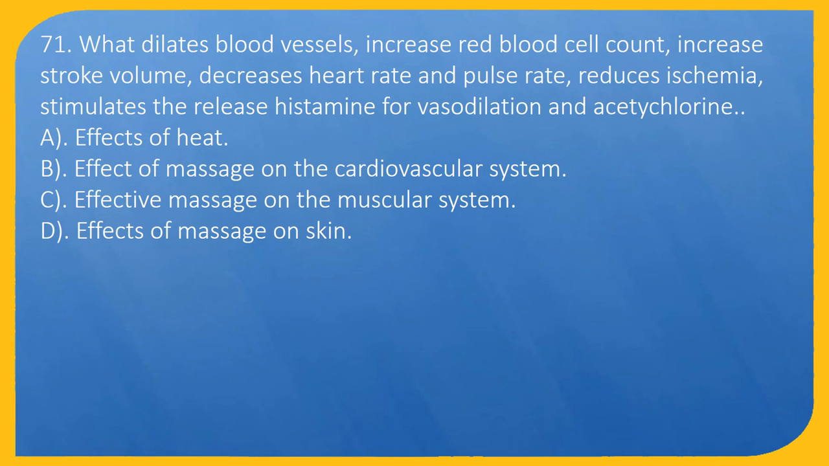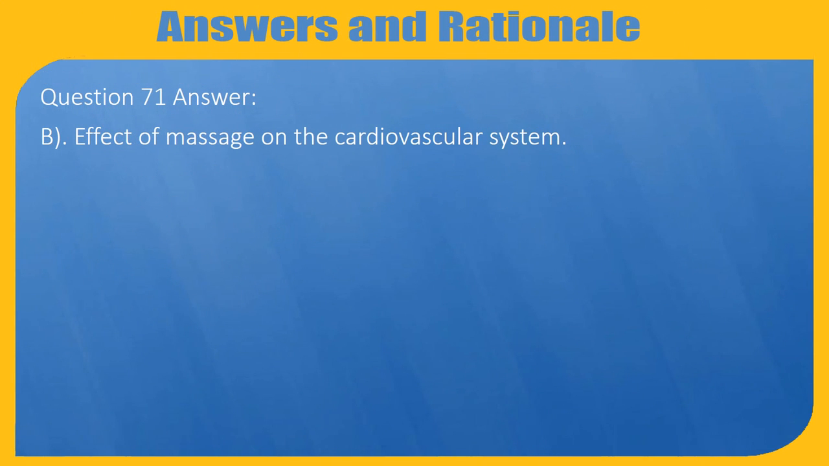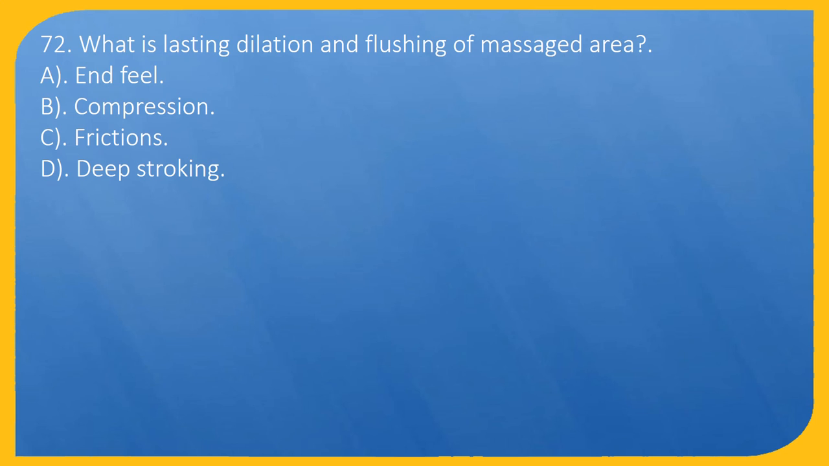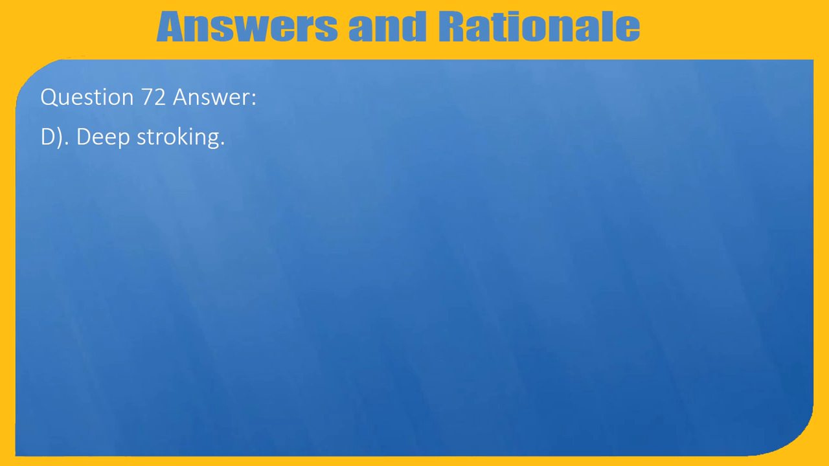Question 71. What dilates blood vessels, increases red blood cell count, increases stroke volume, decreases heart rate and pulse rate, reduces ischemia, and stimulates the release of histamine for vasodilation and acetylcholine? A. Effects of heat. B. Effect of massage on the cardiovascular system. C. Effect of massage on the muscular system. D. Effects of massage on skin. Answer: B. Question 72. What is lasting dilation and flushing of the massaged area? A. Empty end feel. B. Compression. C. Frictions. D. Deep stroking. Answer: D. Deep stroking.